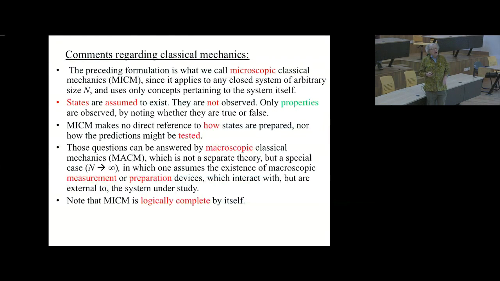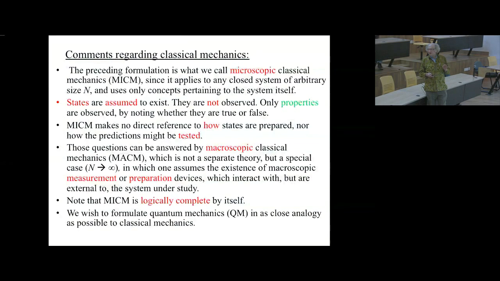But microscopic classical mechanics is logically complete. If you assume the state, then you determine the truth and falsehood of all physical properties in principle. So, as I say, it's logically complete. And what I want to do is to formulate quantum mechanics in as close analogy as possible to classical mechanics, because I consider classical mechanics to be a well-formulated theory and not subject to any of the controversies, which I will then talk about. Question?